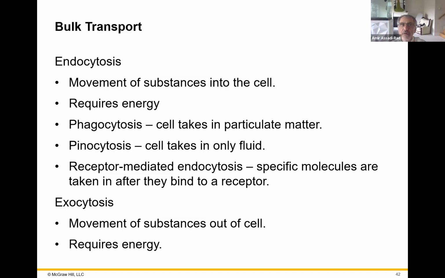There are 3 types of endocytosis: phagocytosis, pinocytosis, and the last one, receptor-mediated endocytosis. Specific material can get inside of the cell. Specific molecules are taken in after they bind to the receptors. Exocytosis, when molecules get outside of the cell, like when you release hormones from your cells. They go out through exocytosis from your pancreatic cells. Insulin gets out. That's exocytosis. It requires energy. Movement of substances outside of the cell.